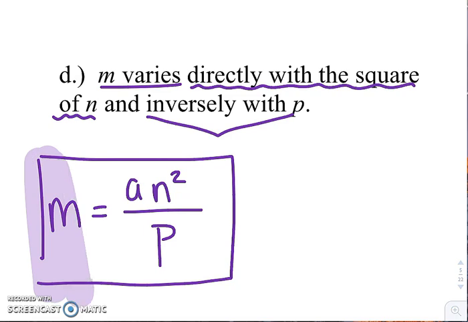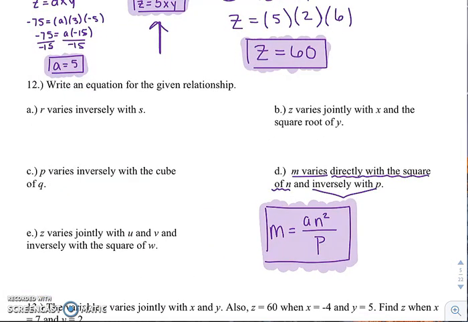The only thing I want you guys to be careful about is making sure that you don't put the square root. If it were to say square root, so like letter B, that one is going to be a root. If it just says square or just cube, it's a power. So go ahead and try the remaining letters there. So A, B, C, and E.